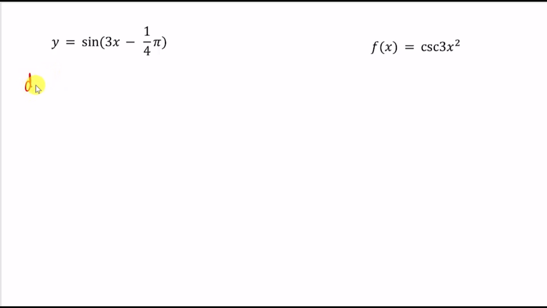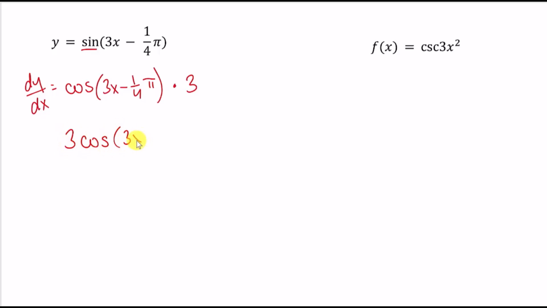Okay, so here we're taking the derivative, and we're going to have the derivative of sine is cosine. Inside stays the same, times the derivative of the inside, which is just 3, because the derivative of 3x is 3, but this is a constant, and the derivative of a constant is 0. So the derivative of the inside is just 3, and I'm going to write that as 3 times cosine of 3x minus 1/4 pi. Okay?